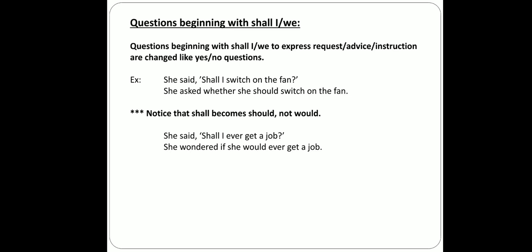She said, "Shall I ever get a job?" She wondered if she would ever get a job. Look at the second example. Here shall changed to would. Why did it change to would? Why don't we use should? There is a clause. Shall becomes would when such questions express a request for information. Whenever the question denotes a request for information or confirmation, at that time shall changes to would.